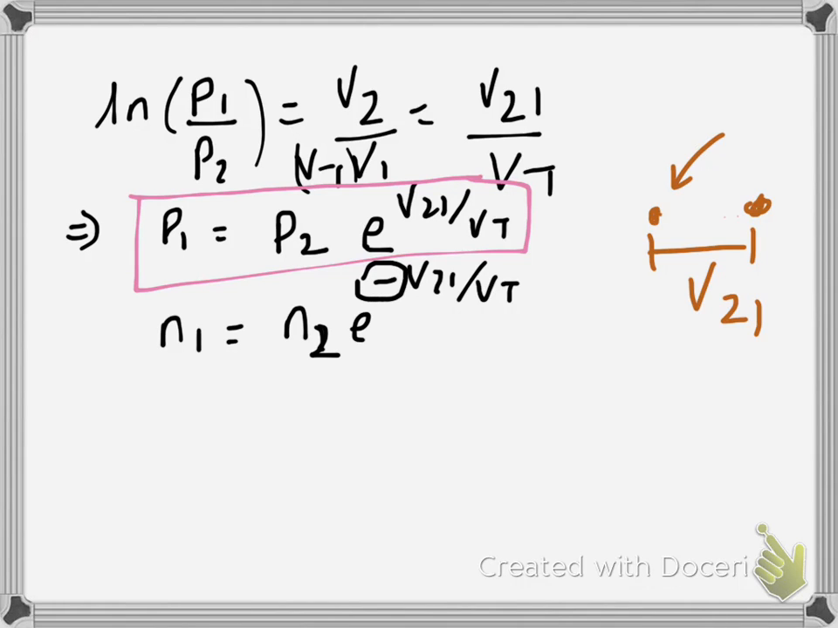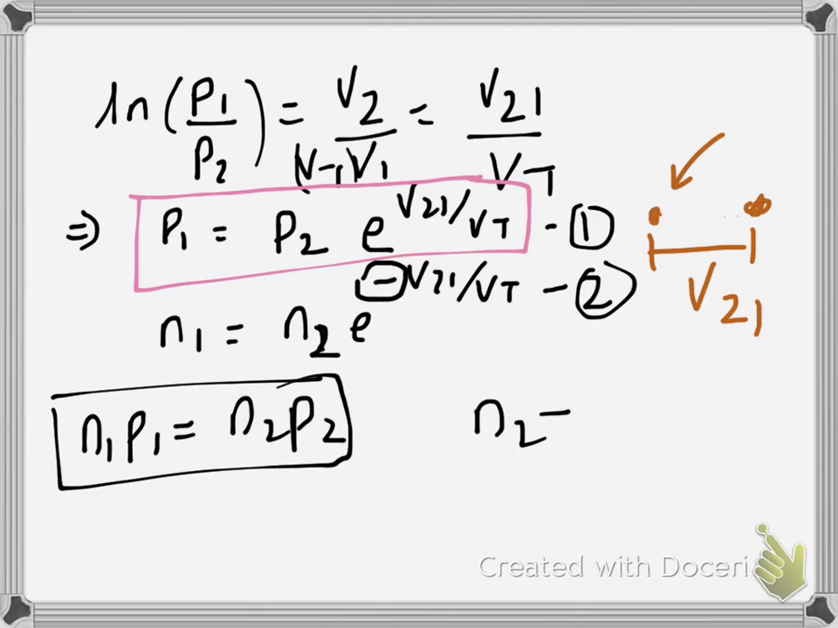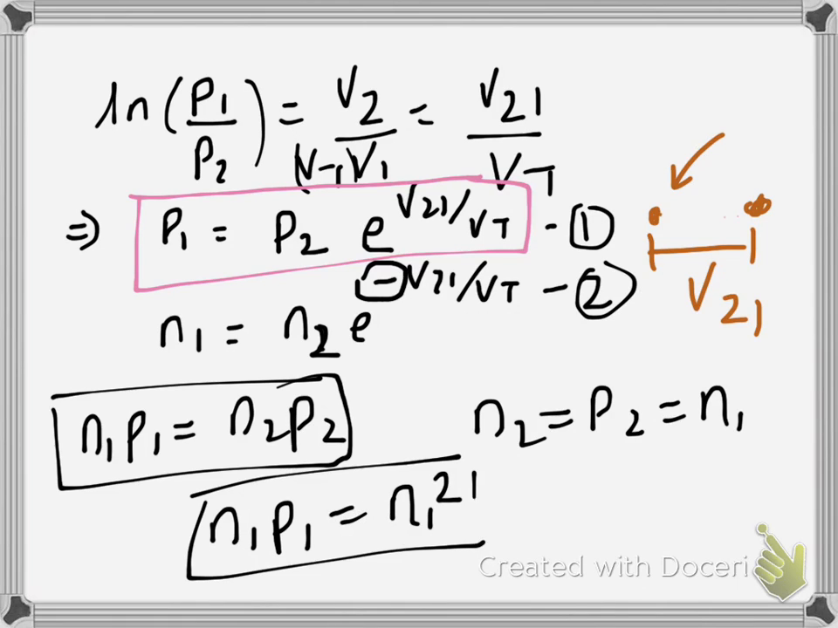So now I have n1 and p1 in terms of n2 and p2. If I call them equation 1 and equation 2 and multiply both, I get n1 into p1 is equal to n2 into p2. This is the basis of the mass action law. Now if I consider n2 equal to p2 equal to ni, it gives n1 p1 is equal to ni squared. This is what is called the mass action law.